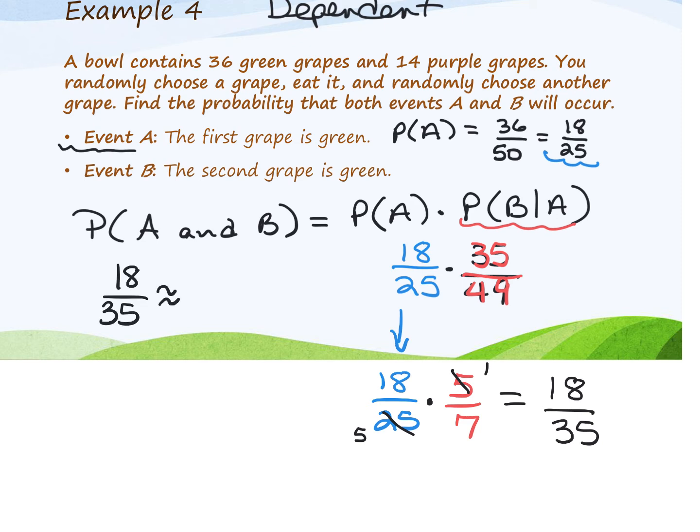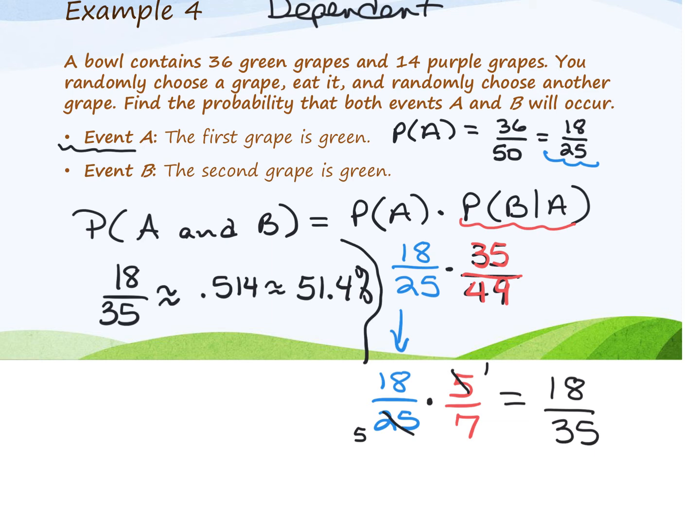As a decimal, it's going to be 0.514, and as a percent, 51.4%. So again, be able to recognize your answer as either a fraction, decimal, or percent. So whenever it's dependent and you're taking something away, you're going to assume that event A happened. You got that green grape and you ate it, and now you've reduced the number of green and the number of grapes in the bowl.